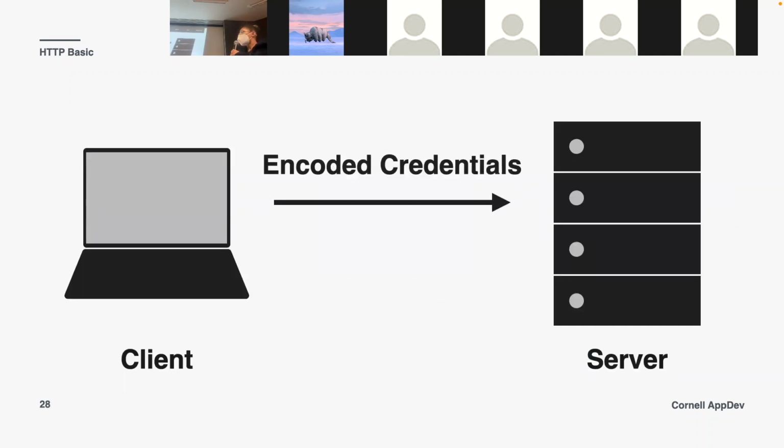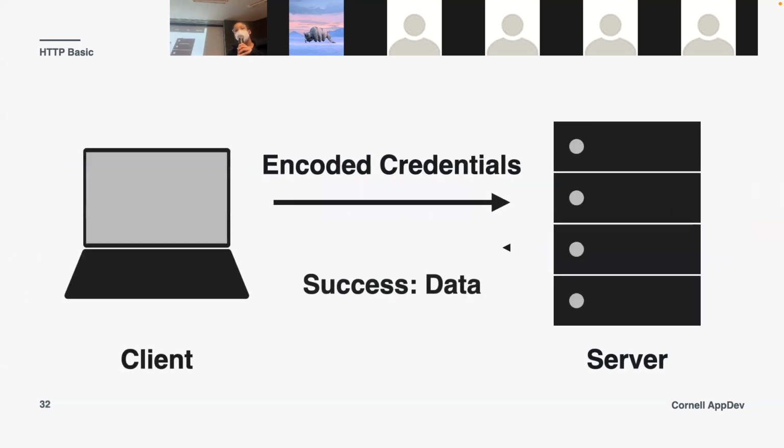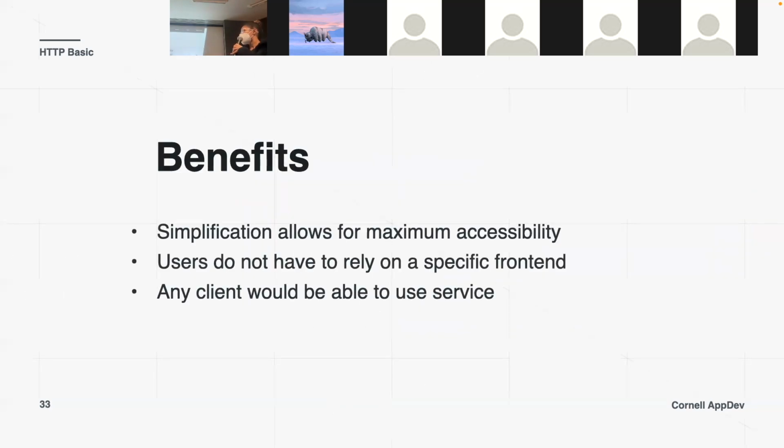And then later on, when the client wants to log in or do anything at a later point in time, they then send the encoded credentials to the server. The server then decodes the credentials and validates the password. Basically, that means that they split up the decoded credentials into the username and password, and then check that the password matches the given username, and then they return the given response. So success, you then get data.